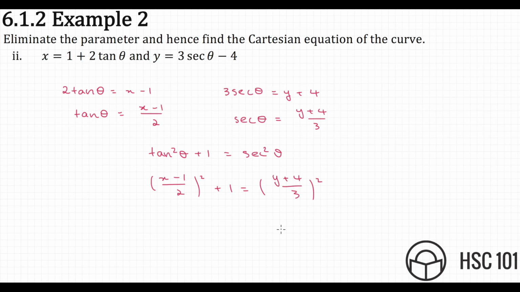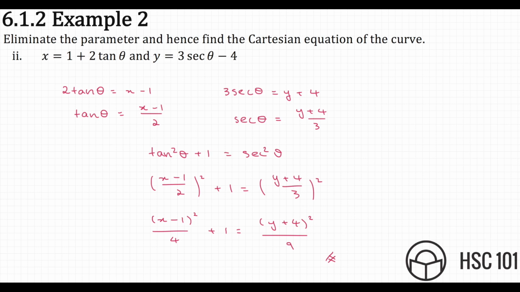Expanding this is going to make it look really nasty. So I will leave my answer as is: (x minus 1) squared over 4, plus 1 equals (y plus 4) squared over 9. I wouldn't really go much beyond this. So that's what we have for part 2.